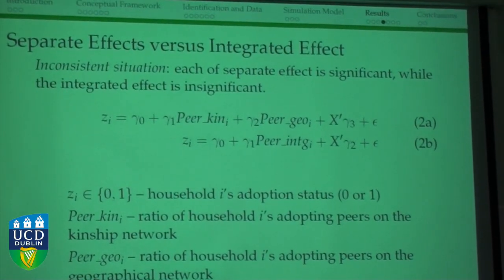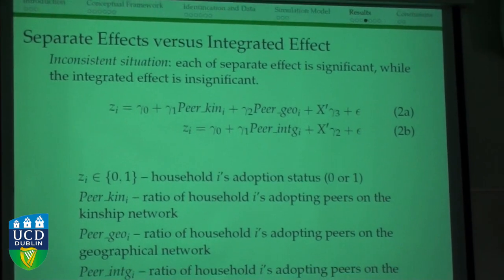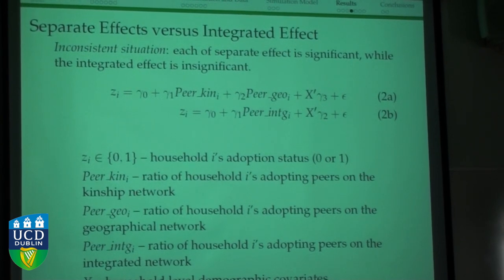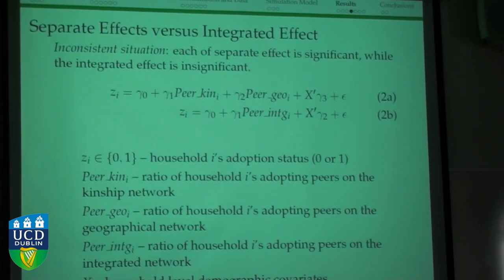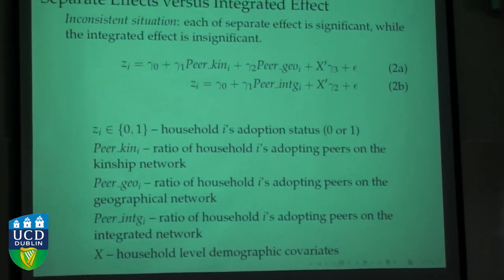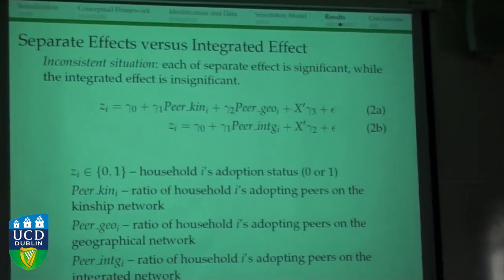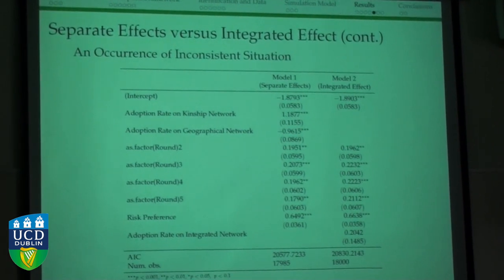We are also interested in what happens if we don't separate different types of effects, as most of the previous studies did. They don't distinguish different types of ties, thus different types of peer effects, and take them as a whole. Then we run two regressions to see the difference. We find that each of the separate effects is significant in statistics. However, when we put them together, the integrated effect is insignificant. We call this the inconsistent situation.